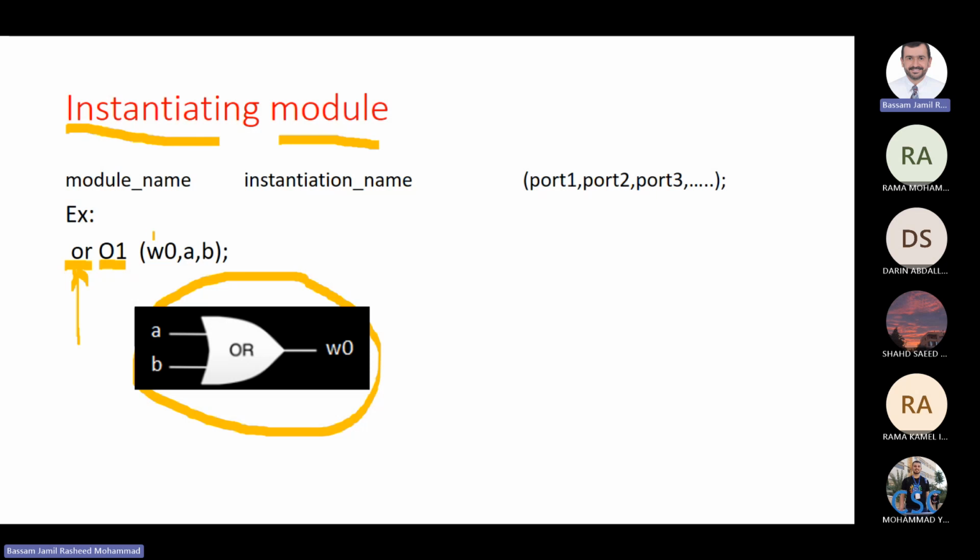Then I have this list of signals that I need to connect, and obviously I am connecting to this module. This O1 here is connected to the output, and A and B are connected to the inputs of the gate. So in this example, we show how to use a module. Once I created a module like an OR here, how do I use it?